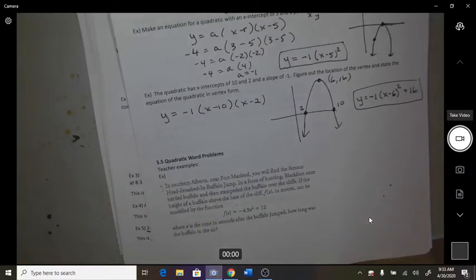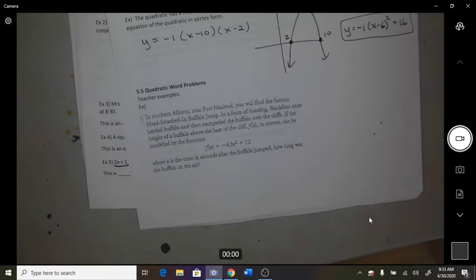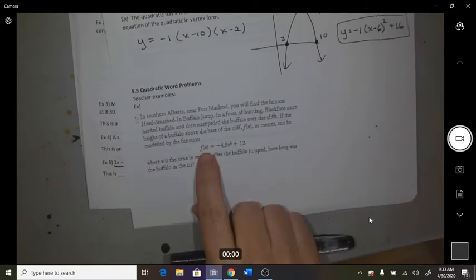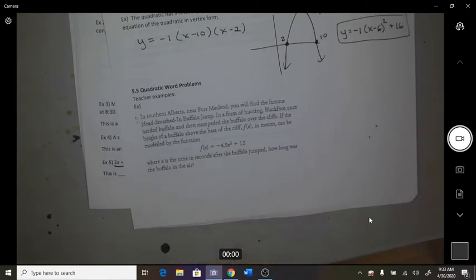Okay, 5.5 is the word problems for quadratics. So the first question is that we have an equation that's given to us, and it's about a buffalo that is going over the edge of a cliff, and this is the height, and then this is the time. X is the time in seconds.